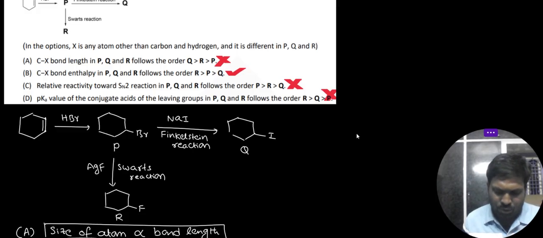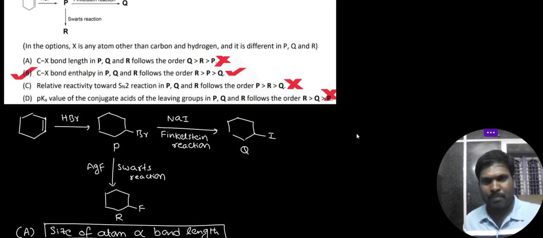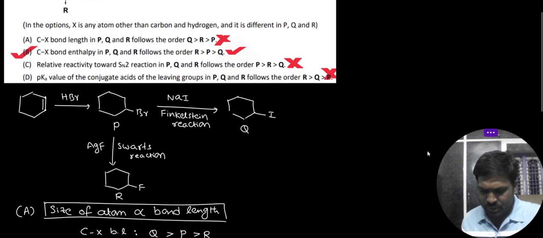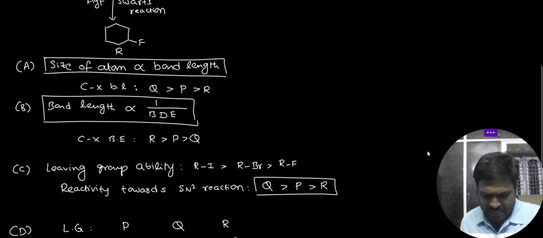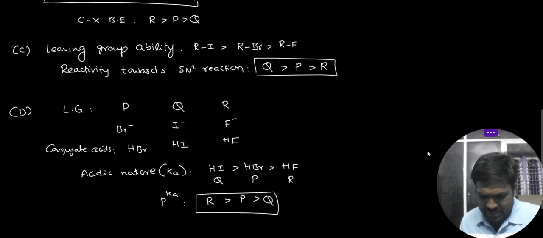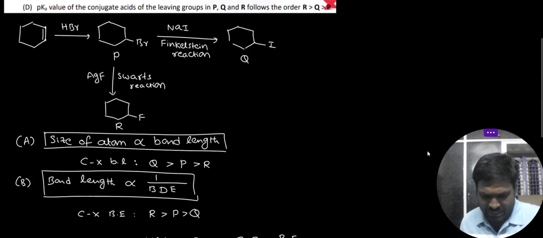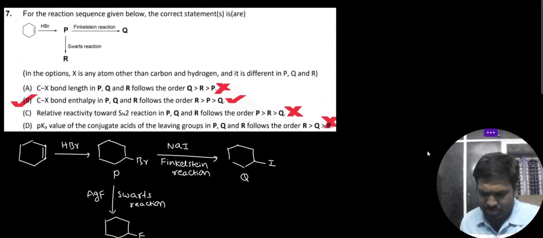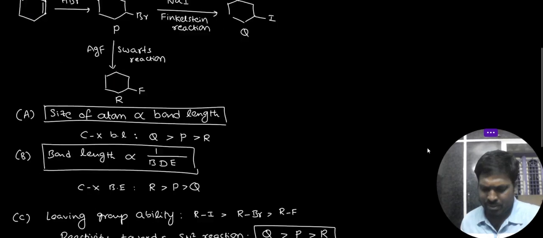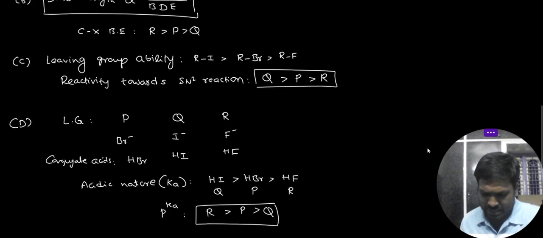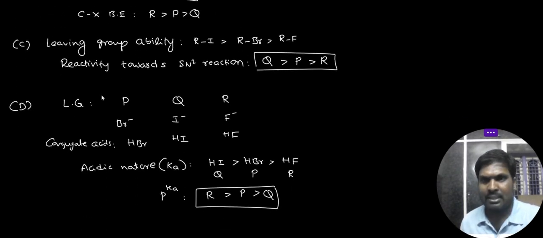So among the four options, which is the right answer? Option B is the right answer. Dear students, you can check all these conditions, and from them you can understand very clearly which option is right. Option B is the right answer. So thank you so much.